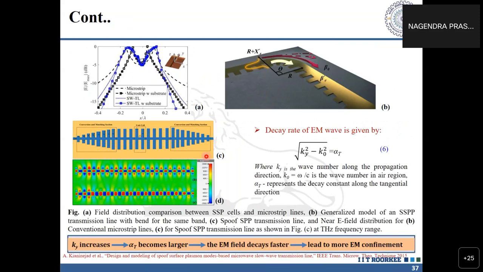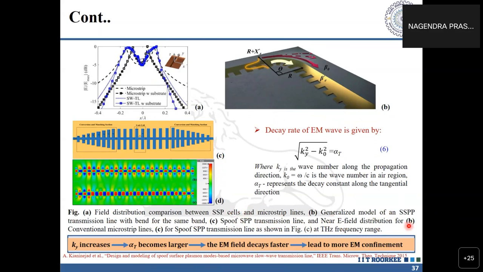So let us have some comparison of the decay rate of the electromagnetic wave, and how more confinement is possible in this case. These figures basically give the comparison. This is a slow wave transmission line. If you compare B and C, this is a generalized model of the SPP transmission line, so the spoof SPP transmission line.